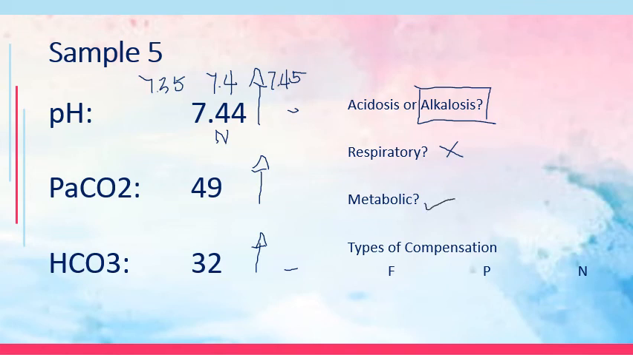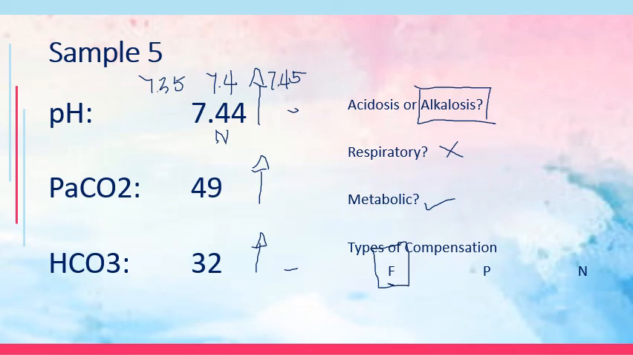Now, types of compensation. Is this a full compensation? For us to know if it is full compensation, is the pH within normal range? It is. So this is fully compensated. Okay? Your interpretation would be metabolic alkalosis with full compensation. Again, that would be metabolic alkalosis with full compensation. This is an example of a fully compensated ABG imbalance. So due to the compensation being done by your carbon dioxide, the pH levels were able to normalize.